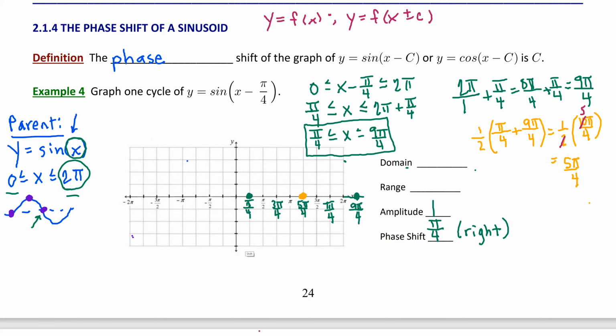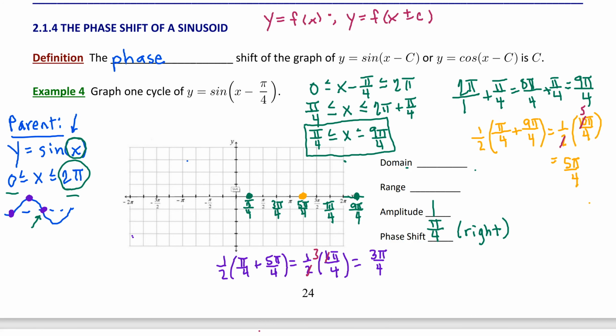So I need to find the midpoint between these two values, and that will determine the x-coordinate for the maximum. So let's find the midpoint between those two values. I'm going to take pi over 4 and add it to 5 pi over 4 and divide by 2 to get the midpoint. So we need to evaluate 1/2 of 6 pi over 4. Reducing our fraction here, it looks like the maximum value is going to occur at 3 pi over 4.